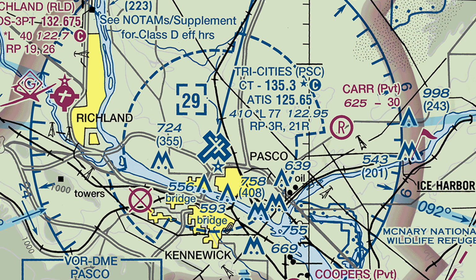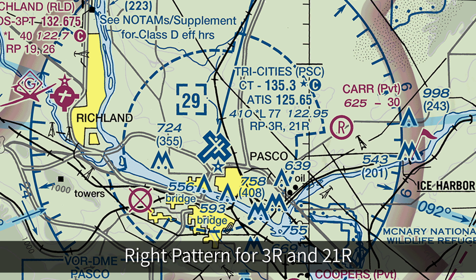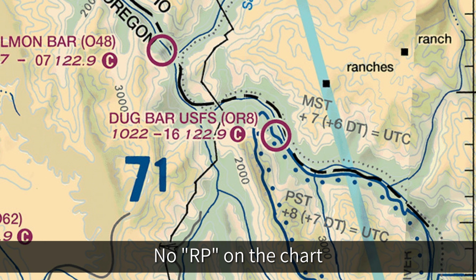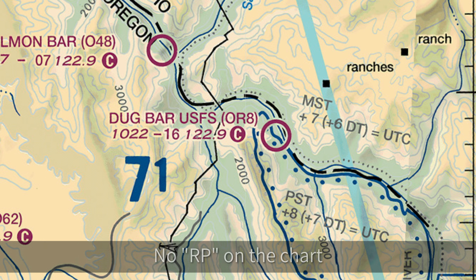One of the first things you do when preparing to land at a new airport is to look at the VFR chart to see which direction the runway runs and which direction you're supposed to fly the pattern. The default pattern direction is left, which means you make turns to the left. If it's a right-hand pattern, then it'll be indicated on the chart and you'll make turns to the right. As you can see here, for Dugbar along the Snake River in Oregon, the pattern is the standard left-hand pattern, and that's for both runway directions.